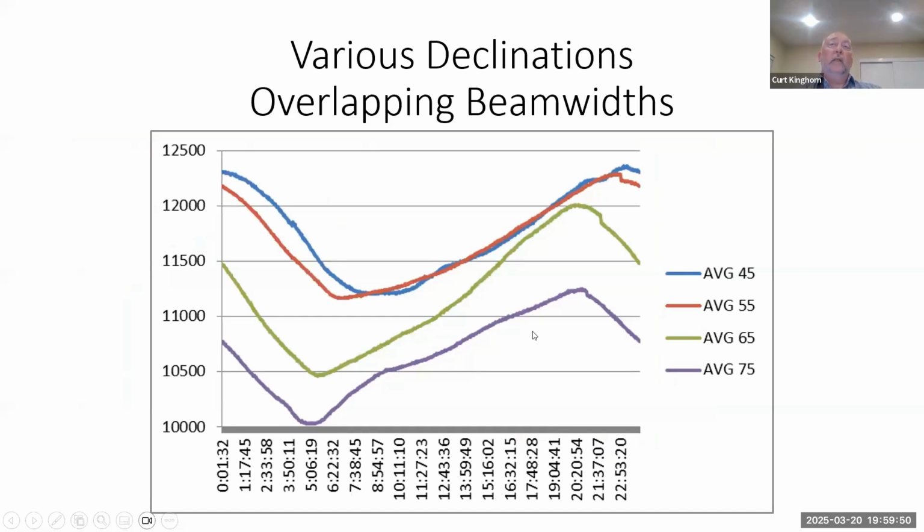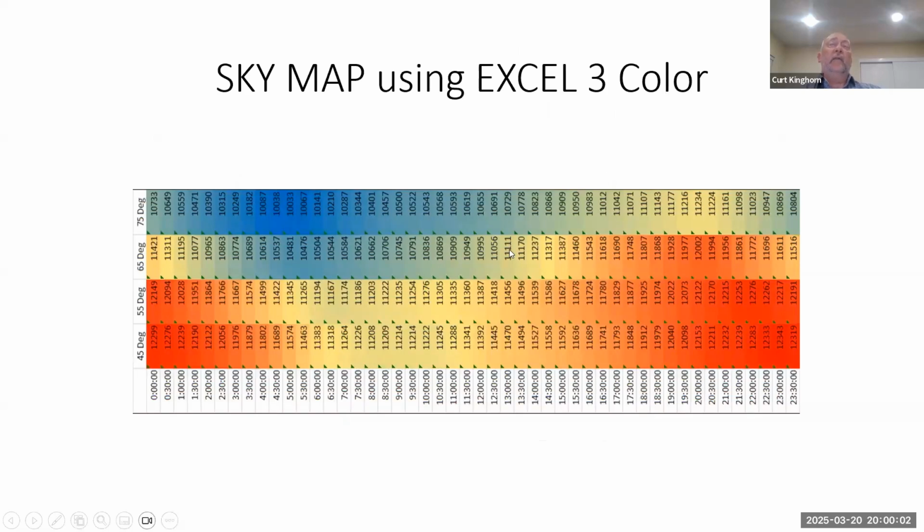But you can actually make an image. Several years ago at one of the conferences, I talked about how I took different drift scans and turned that into an image. And this is part of that talk. The first time I did that, I put it into Excel, and I just used Excel's 3-color scale. Each one of these rows stands for a different declination. Here's 45 degrees, 55, 65, and 75. And you can see there was variation in there.